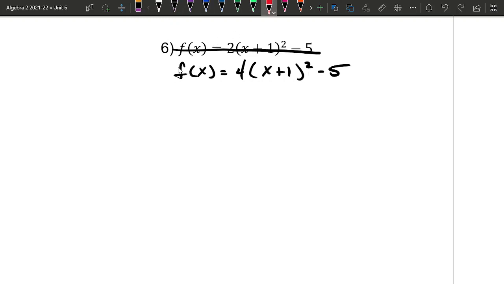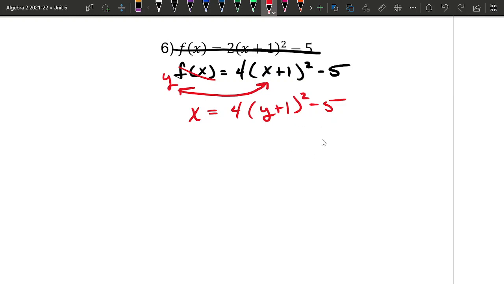So f of x is the same as y, and then I need x and y to trade places. So x equals 4 times y plus 1 squared minus 5. So this is a squared problem, so my result, my inverse, is the square root. I'm going to end with a square root equation. Alright, my first step of rearranging to get y by itself is to deal with the 5 on the end, because I have 4 times parentheses and then minus 5. So I start with the minus 5. I'm going to add 5.